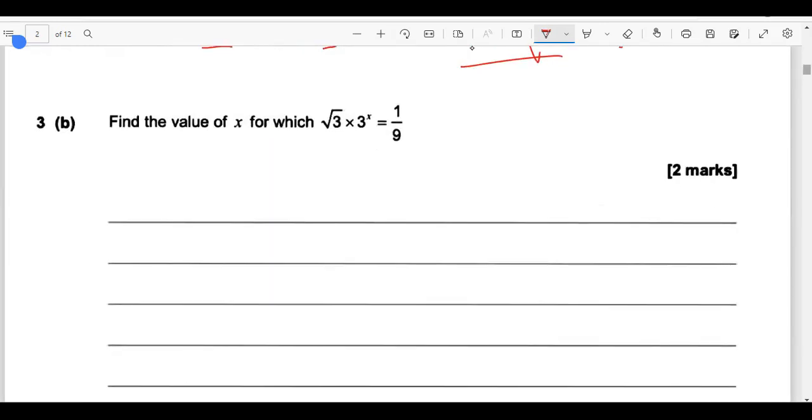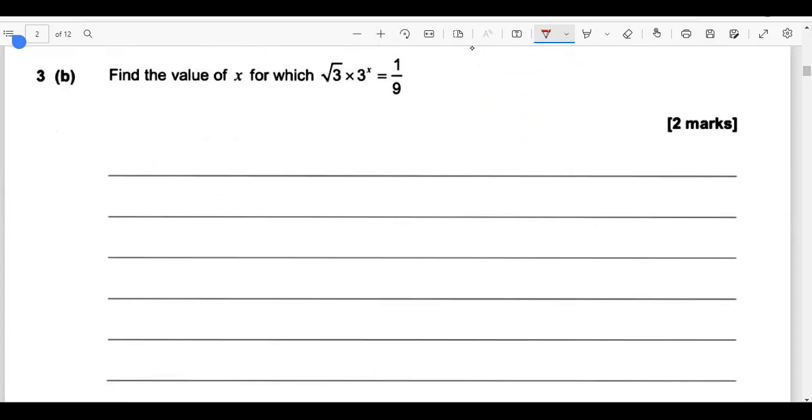Now it says, find the value of x for which. This requires multiple steps. That is why it is a 2-mark question. Otherwise, the concept is similar. So first of all, let's write down everything in terms of 3. 3 to the power half multiplied by 3 to the power x equals 1 over 3 squared. When bases are same and they're being multiplied, powers are added. 3 to the power 1 by 2 plus x equals, I can take this to the numerator, this would give me 3 to the power minus 2.